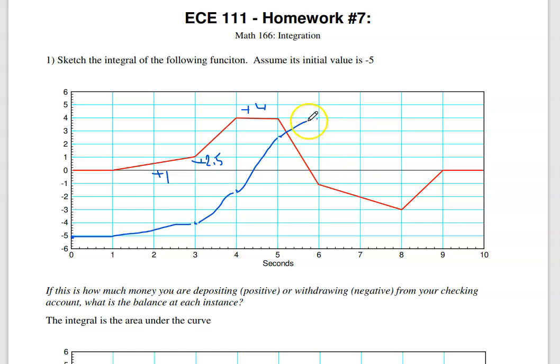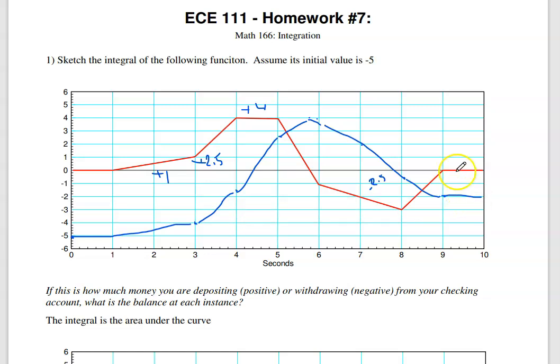Then it starts subtracting. When the area is negative, I come down. So this area is about -1.5. So here's 1.5. This area is 2.5. 2.5 minus 1.5. And then the area is 0. I wind up at just a flat amount.